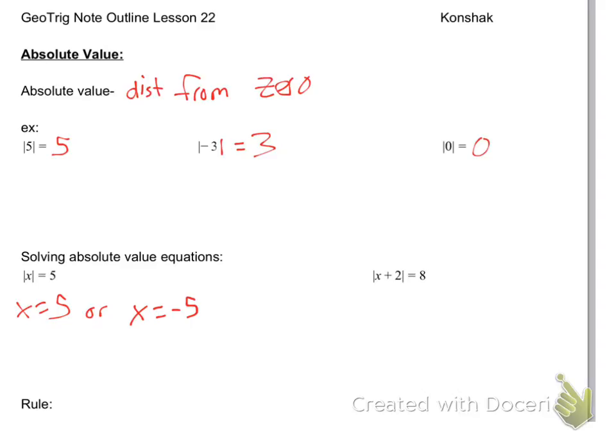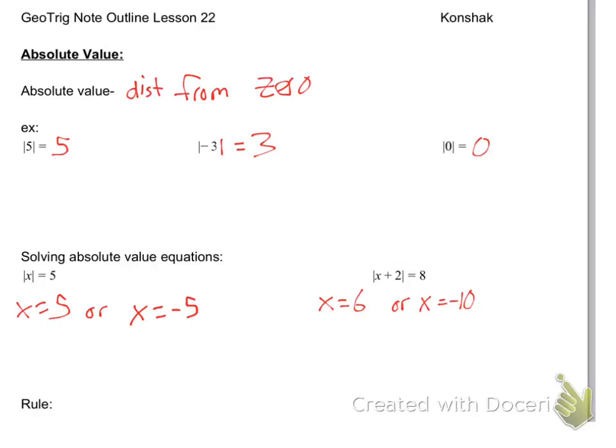But the next one starts to get even trickier, because it's the absolute value of x plus 2 is equal to 8. So what is an x value that makes that true? 6. Okay, I can agree. 6, because 6 plus 2 is 8, and the absolute value of 8 is 8. Is there another one? It's negative 10. So it's or x equals negative 10. But how do you know this?